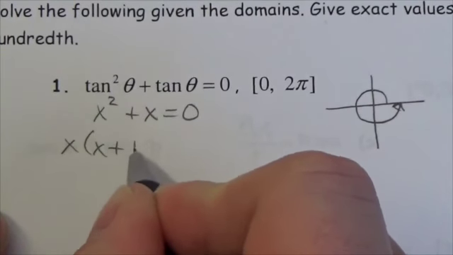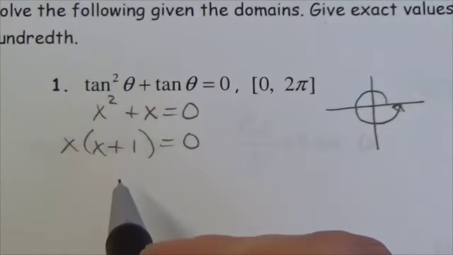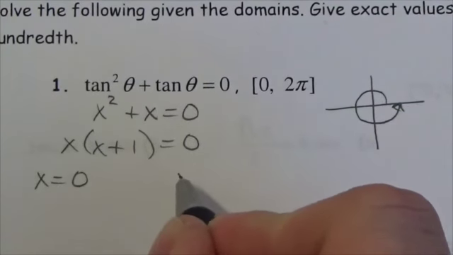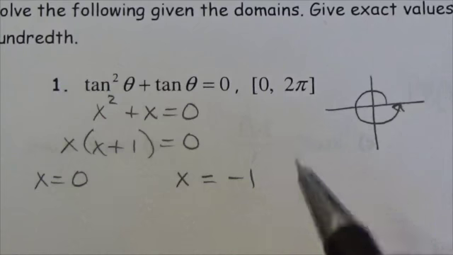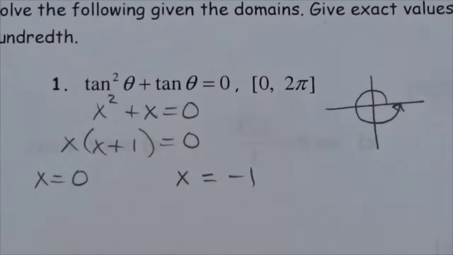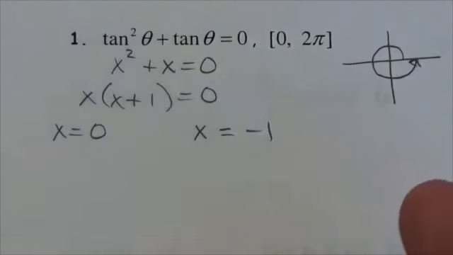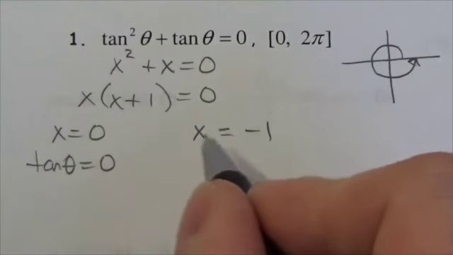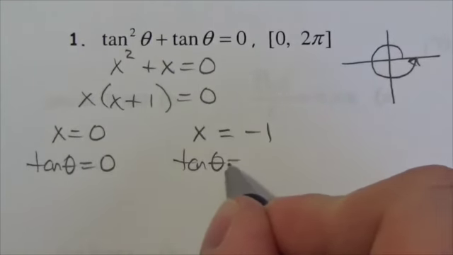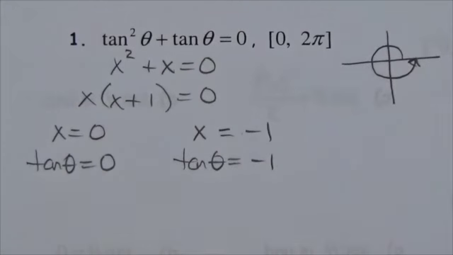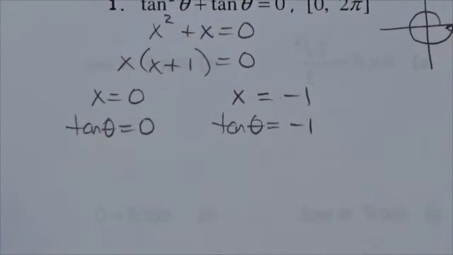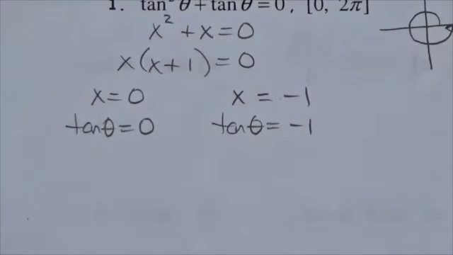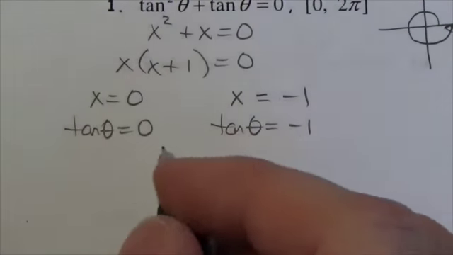So this will get me x times (x plus 1) is equal to 0. Now, if that's true, then I've got one of two scenarios here. Either x is equal to 0, or x is equal to -1. Now, I've solved the quadratic part of this. So now I'm going to plug the tangent of theta back in. So either the tangent of theta is equal to 0, or the tangent of theta is equal to -1. Okay, now let's think about this. Now we've got two equations to solve. And this is exactly what we've been doing the last couple of lessons.